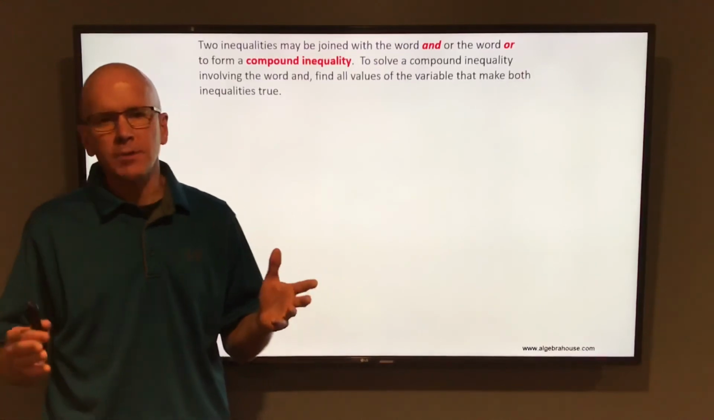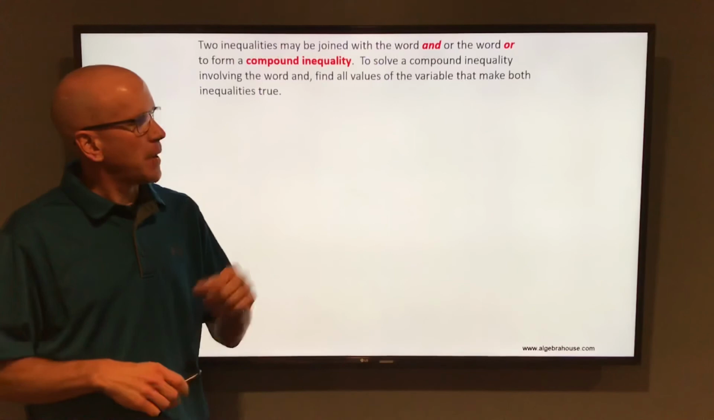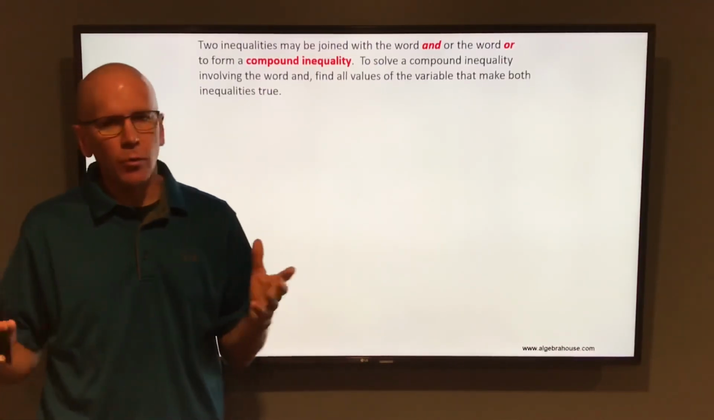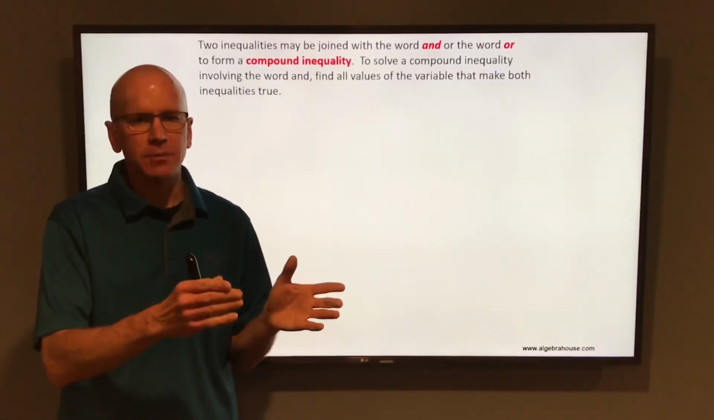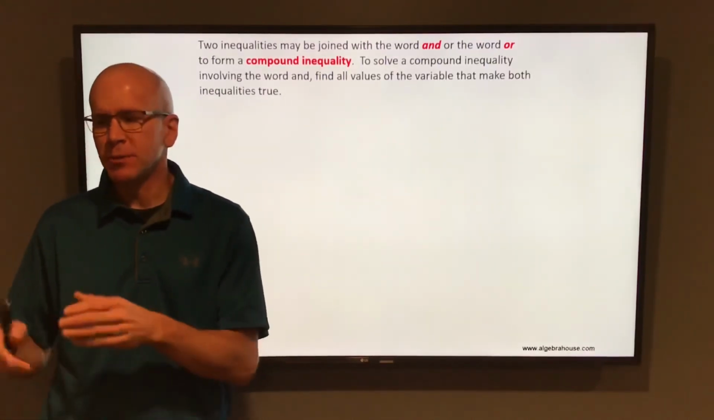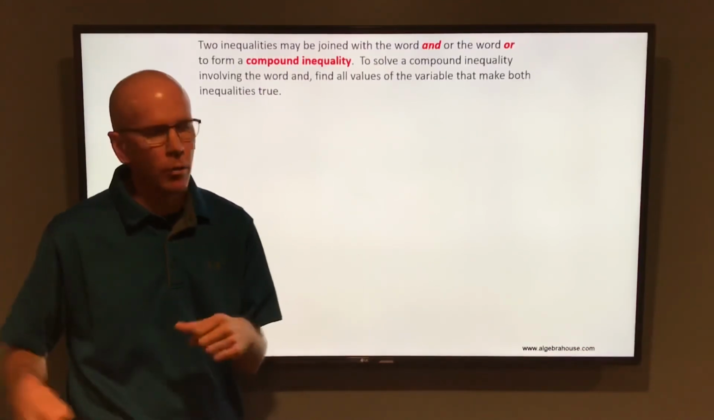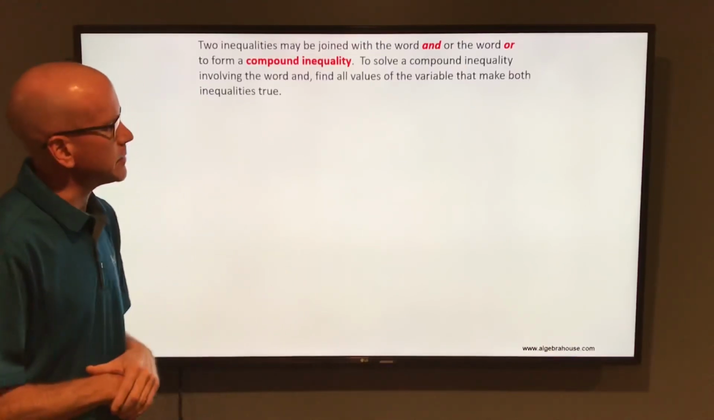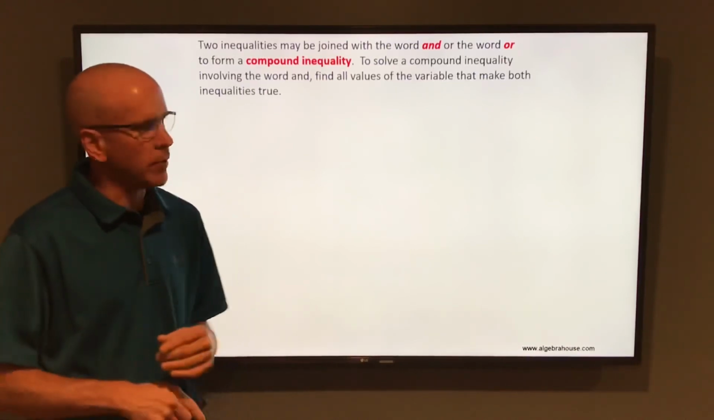You may have two inequalities put together using the word and or the word or. It's called a compound inequality. And the word and or the word or mean two different things. So if someone says he's tall and smart, that means he's both of those things. He's tall and he's smart. But if someone says he's tall or smart, that means he's one or the other. He's either tall or smart. So the word and or the word or mean two different things. And means he's both of those things, or means he's one or the other.